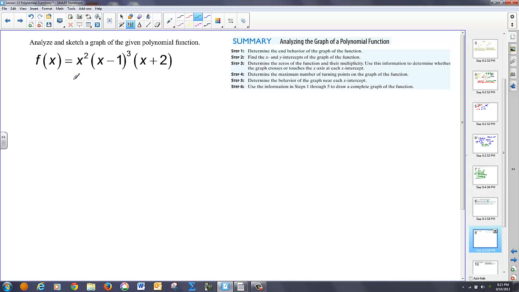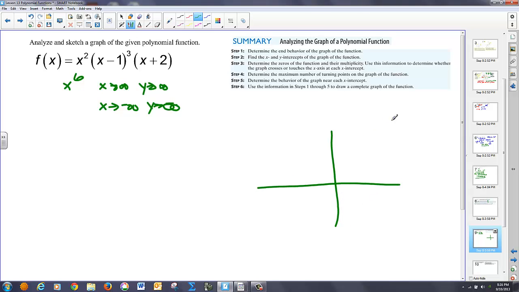So I know in this case I have x squared, x cubed, and x. So this is going to be an x to the 6th function, all right? Which means I have an end behavior as x goes to infinity, y goes to infinity, and as x goes to negative infinity, y goes to positive infinity, because any term raised to the 6th power is going to be positive. I'm going to start my graph over here. And what I really know is this. It goes up here and has to go up here, something like that.